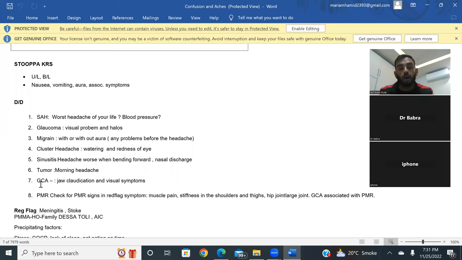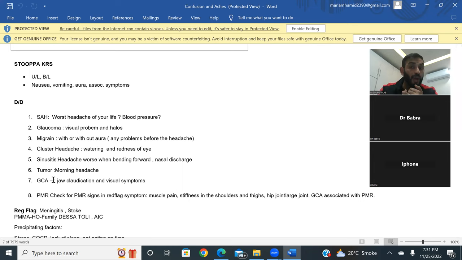Then, okay, now I have seen that it is the GCA scenario. I want to confirm that, so I will be asking the PMR questions. What are PMR questions? Muscle stiffness, any shoulder stiffness, any joint pain, because GCA is associated with PMR. So I am confirming that he's having this. I'm asking all the questions regarding the PMR. One or two of them they are going to say positive, others will be negative. And I'm asking also the jaw claudication, never forget.